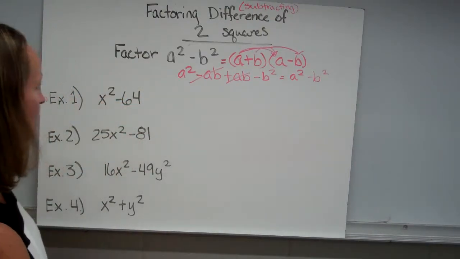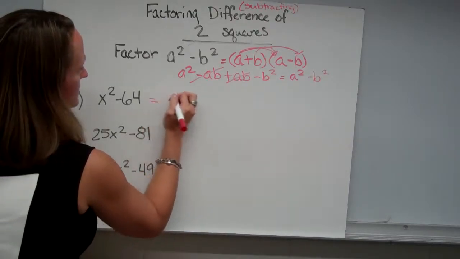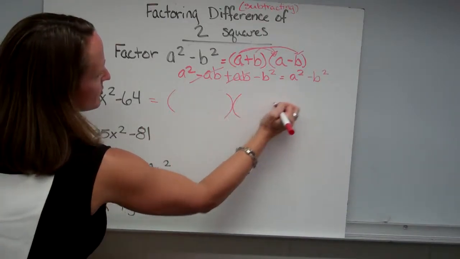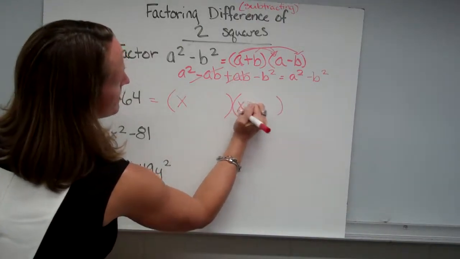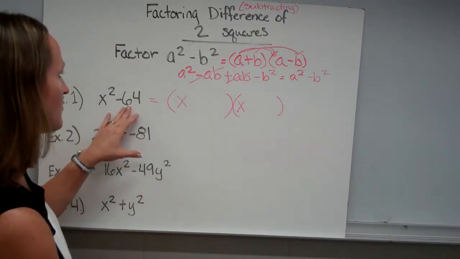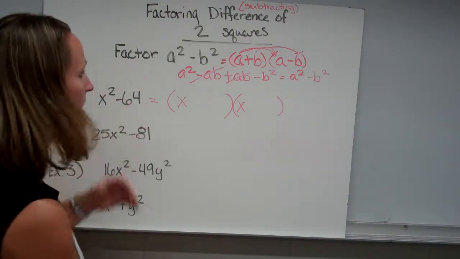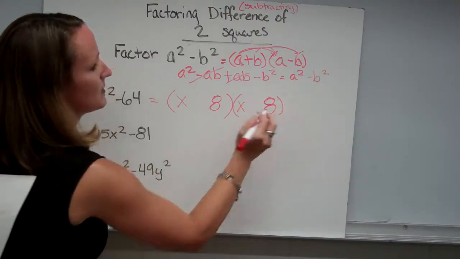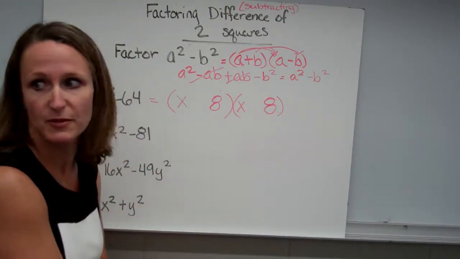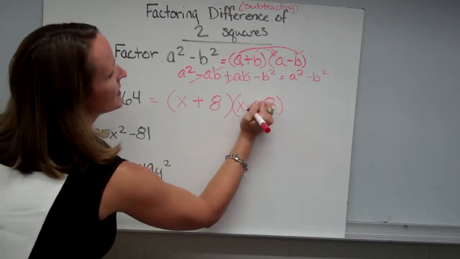So let's look at some more examples. Here I have x squared minus 64. So I'm going to go ahead and put my two sets of parentheses. I know I have to start with x. So what's my other number? The square root of 64 is 8. So we're going to put an 8 here and an 8 here. Now remember, I want my middle terms to cancel out. So I need a positive 8 and a negative 8.